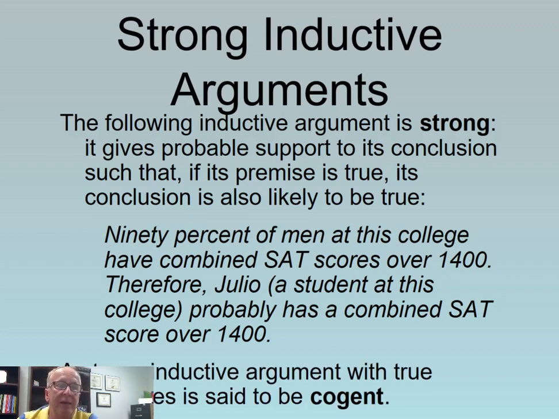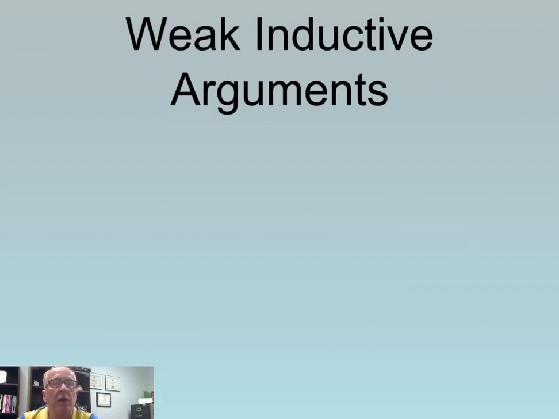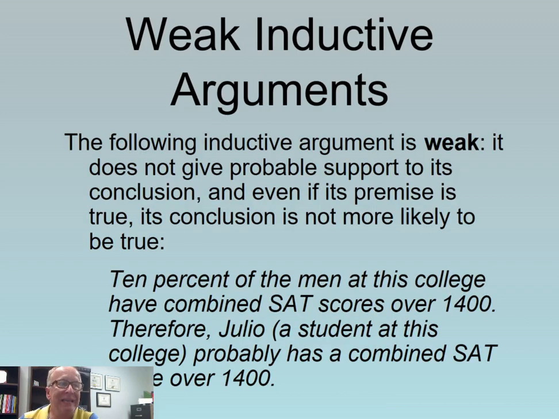Now let's look at this weak one. All right, a weak inductive argument. A weak inductive argument is if we would say 10% of the men at this college have combined SAT scores over 1400. So therefore, Julio, who's a student, probably has a combined SAT score over 1400. That's not true. He probably does not because he's in the 10%. So you're looking at percentages here. You're looking at, you know, what are the odds of him having over 1400? It's only 1 in 10.